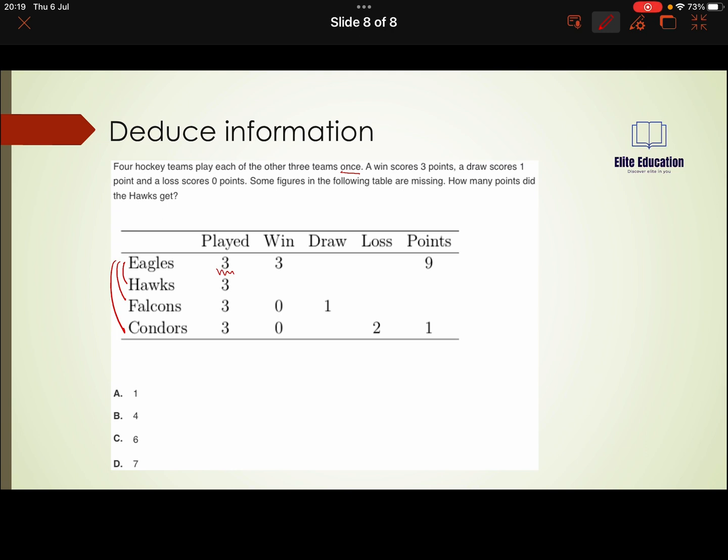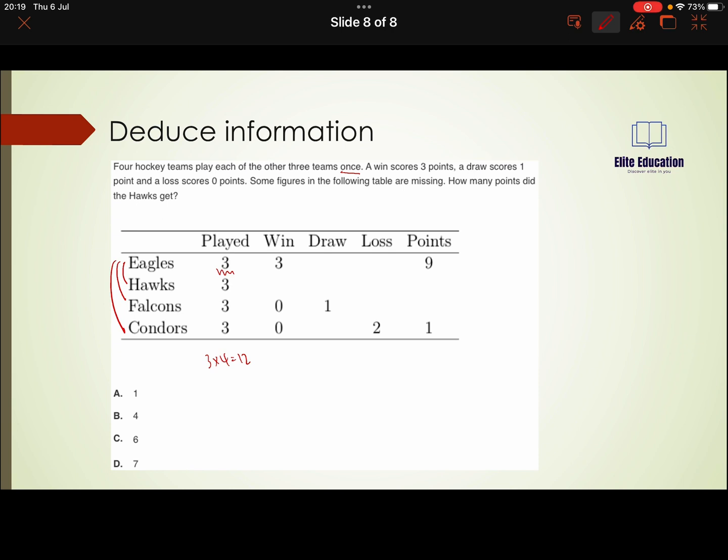Make sure that you're not confused that they've each played 12 games, because 3 times 4 is 12. That's not correct. Through the entire game process, yes, there have been 12 games, but each team has only played 3 games, and that's 1 against each other team. Now, this is very important to know because that makes our life so much easier.